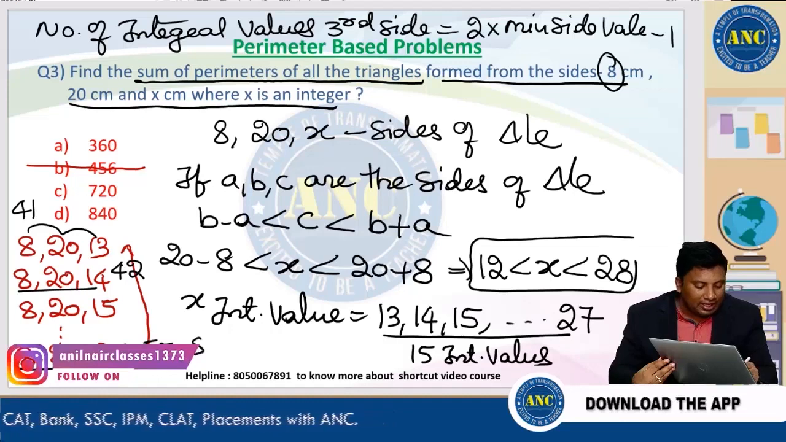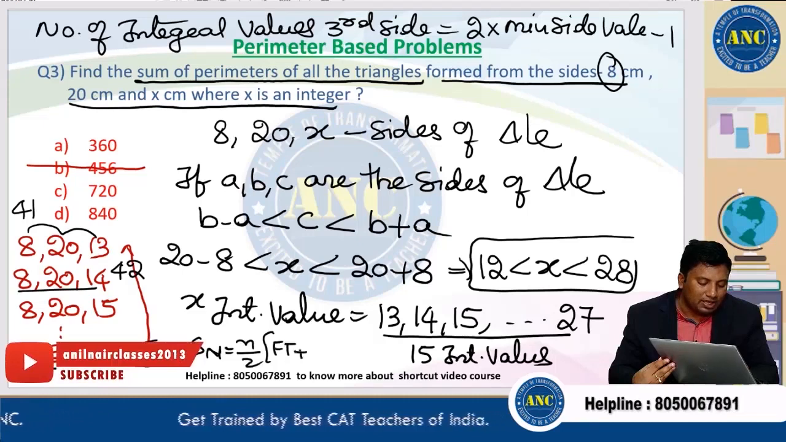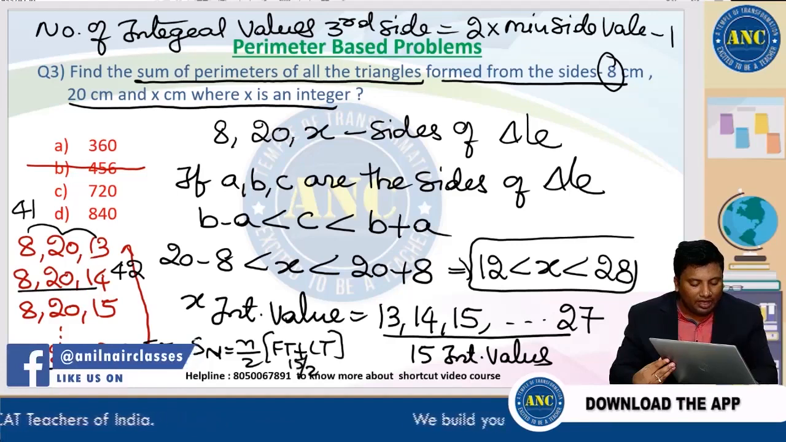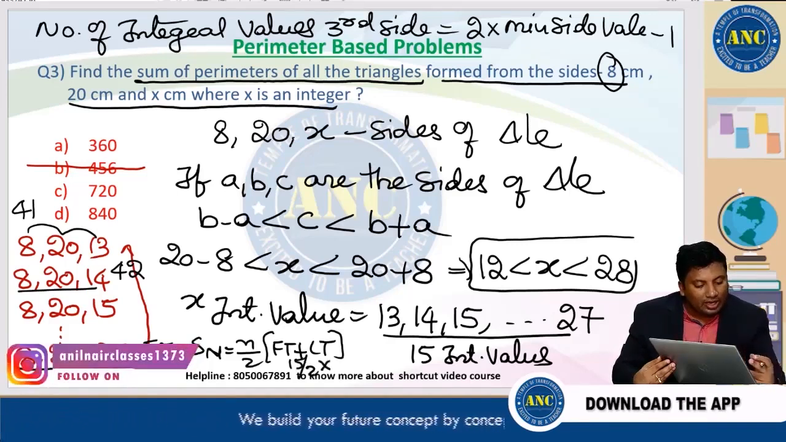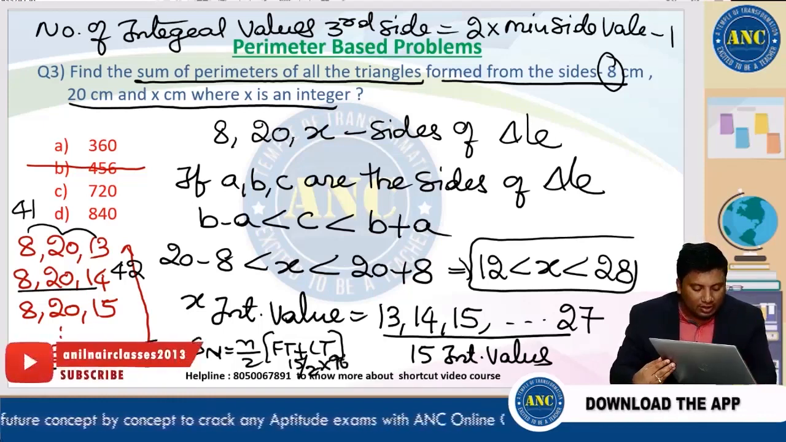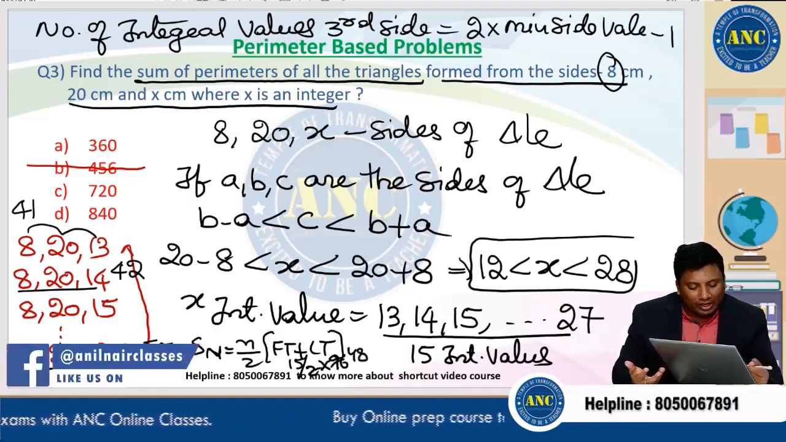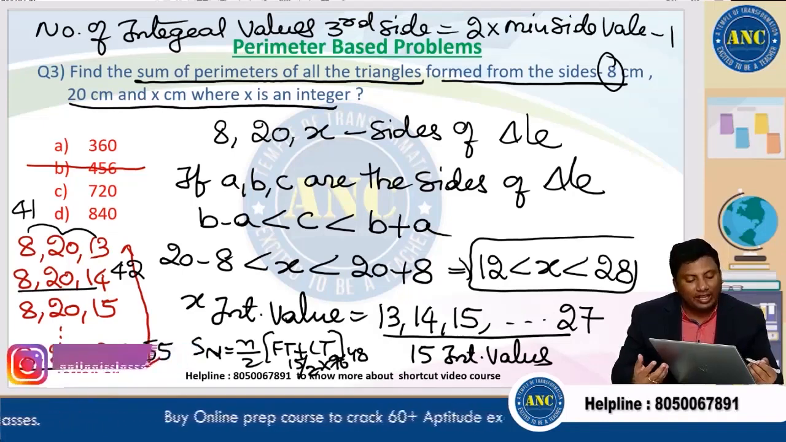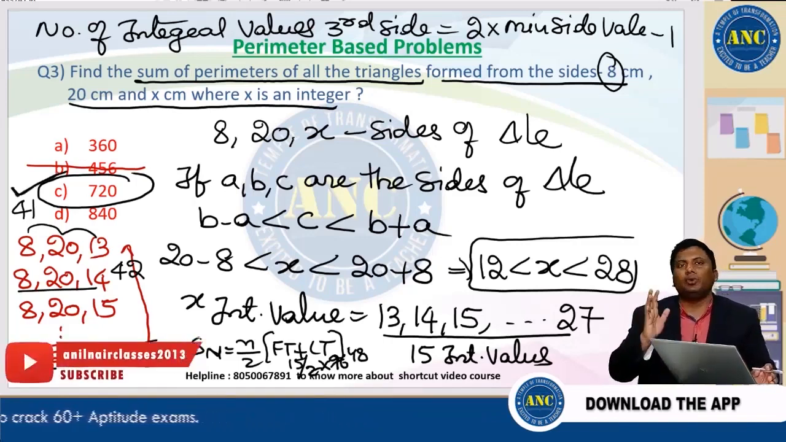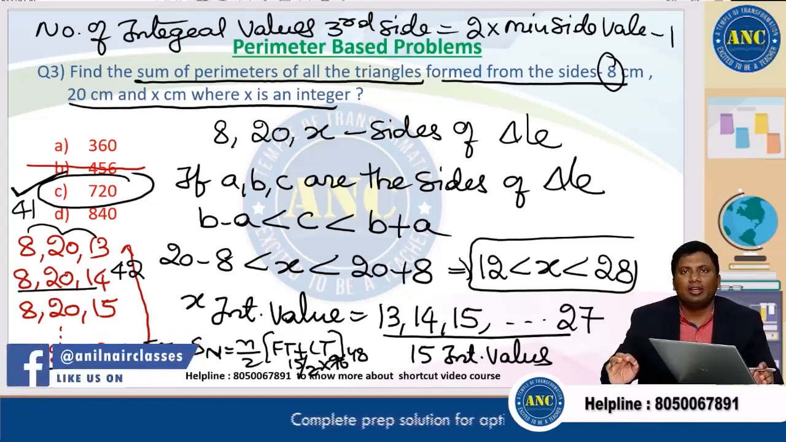Sn is nothing but n by 2 into first term plus last term. N is total 15, so 15 by 2 into, what is the lowest? 41, highest is 55. 41 plus 55 is 96. 15 into 48. I don't need to multiply; 15 into 50 is 750. The answer is just less than 750, 720. The answer is 720.